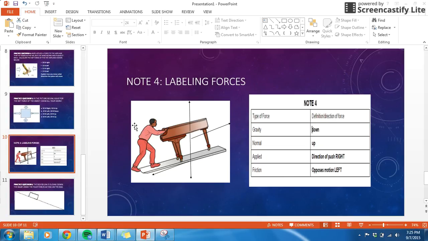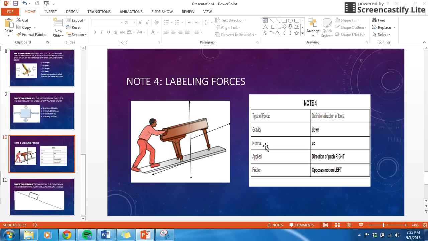And our final note, labeling forces. I know that in terms of forces, we have 4 types of forces. We have gravity, our normal force, our applied force, and friction. So if this guy is moving a piano, I know that gravity is going to be my force pulling down. So I want you guys to write that in the definition of force. I know that gravity pulls downward.